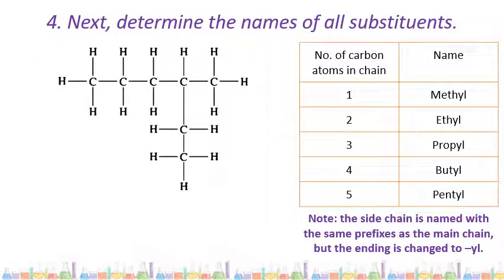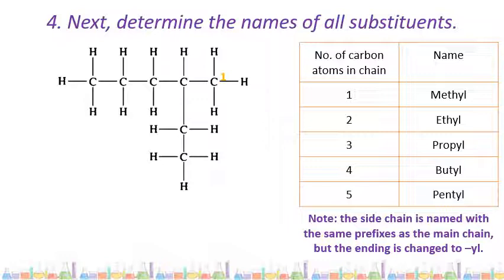So next we need to determine the name of the substituent. How we do that is we figure out how many carbons are in the side chain, and in this case we only have 1. There's 1 carbon in this side chain, and so its name is going to be very similar to how we've named our main carbon chain.